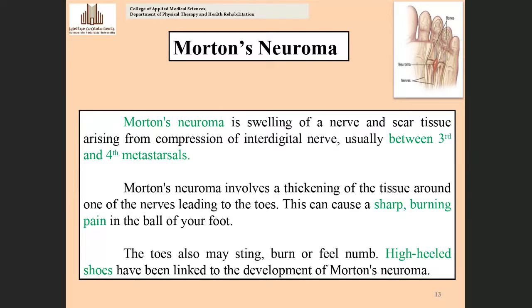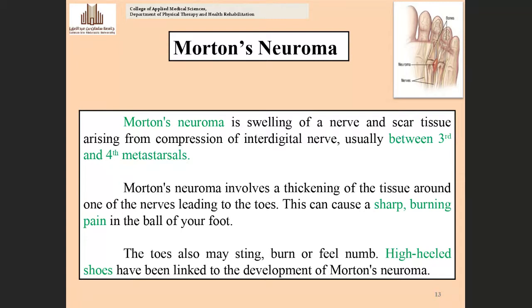The interdigital nerve is getting compressed between the third and fourth metatarsal bones due to abnormal biomechanics or abnormal application of forces. So in this neuroma, Morton's neuroma involves the thickening of the tissue around one of the nerves leading to the toes. Because of these abnormal forces or friction, tissue formation occurs around the nerve fibers. This can cause a sharp burning pain in the ball of your foot, a referred pain. This clinical condition is known as Morton's neuroma.